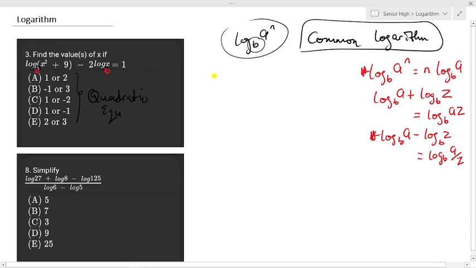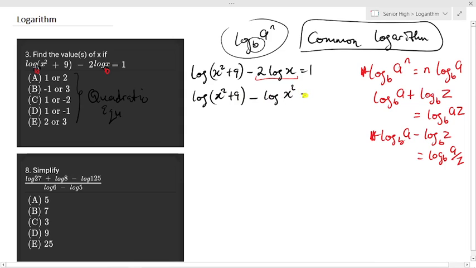So now I think we can boldly say we are good to go. So let's solve this question. I'll write it out: log(x squared plus 9) minus 2 log x is equal to 1. In solving this, for this part here, we're going to apply the law I just showed you, and that will become log(x squared plus 9) minus log x raised to power 2 is equal to 1.